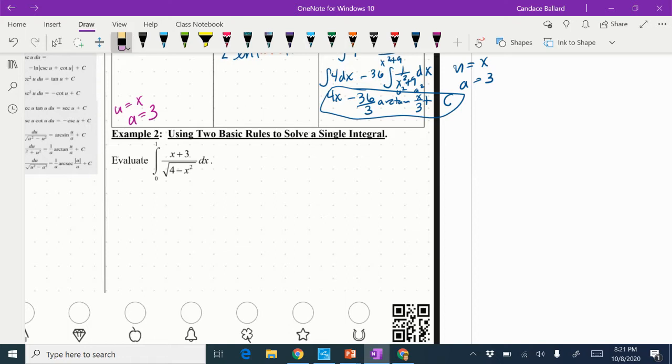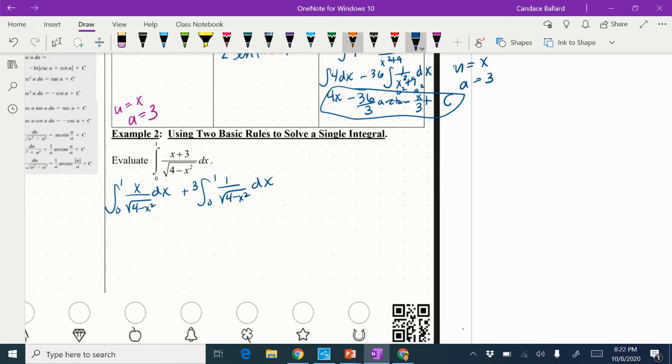It's a definite integral, so I'm going to have to evaluate it just a little bit further. So I'm going to go from 0 to 1 and I'm going to just split it into two fractions with the same common denominator. So x over the square root of 4 minus x squared dx plus the integral from 0 to 1 of 3, and I'm going to move the 3 outside, 1 over the square root of 4 minus x squared dx.